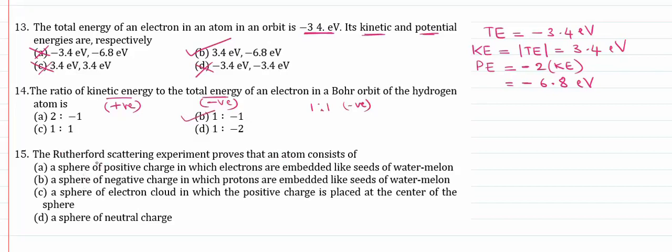Lastly, the Rutherford scattering experiment proves that an atom consists of a sphere of positive charge in which electrons are embedded like seeds of watermelon. This is wrong. It is Thomson's atom model. A sphere of negative charge in which protons are embedded. This is also not. A sphere of electron cloud in which positive charge is placed at the center of the sphere. So positive charge is placed at the center of a sphere. So C is the answer.